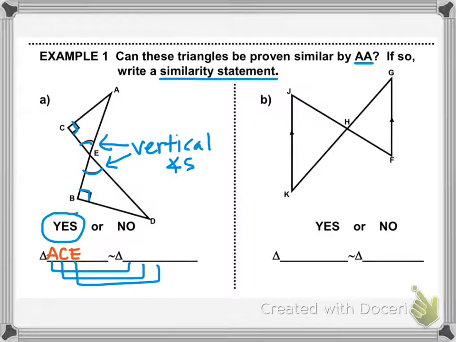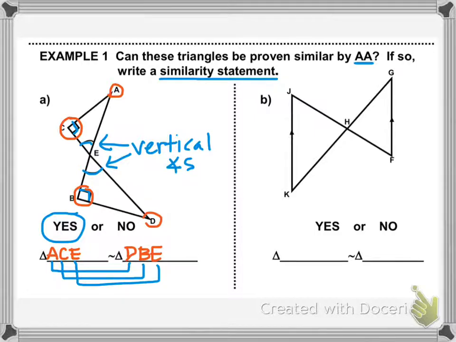And then when I name my second triangle, I need to really pay attention to the order of the vertices. So I know that the A on the top triangle is going to go with the D on the bottom triangle, so I'm going to put that first. The C on the top triangle, because that's that right angle, it's going to go with the B on the bottom triangle. And then the E on the top triangle is going to go with the E on the bottom triangle because they share that vertex. So that would be what that looks like.